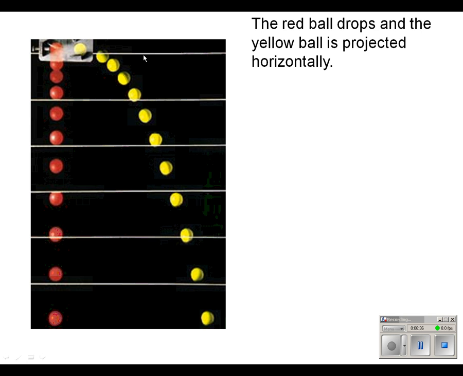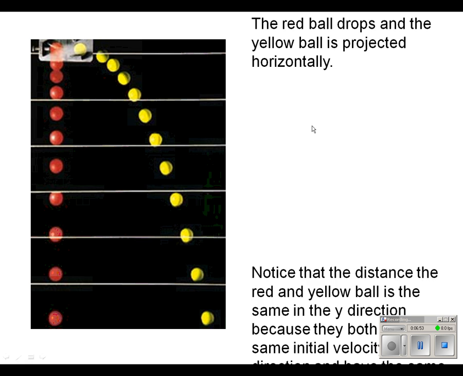The yellow ball has a velocity in the x direction, and that's why it has a distance off to the side. But if you look at the y direction, you'll notice that the heights of the red ball and the yellow ball are always the same at these various time periods. They fall at the exact same rate.